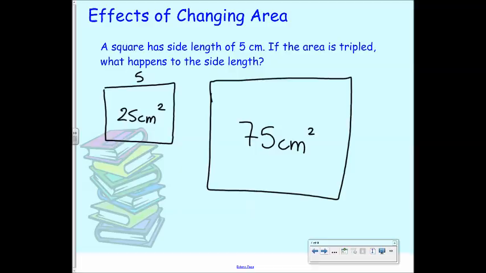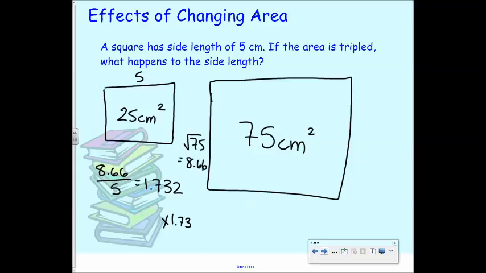What's the square root of 75? Should be somewhere between 8 and 9, right? 8.66. All right, so 8.66. So then what happened to the side length? Was it increased or decreased? It was multiplied. It went from 5 to 8.66. What was it multiplied by? By 1.732. So you would say multiplied by 1.732. All right, so this is your change in side length.